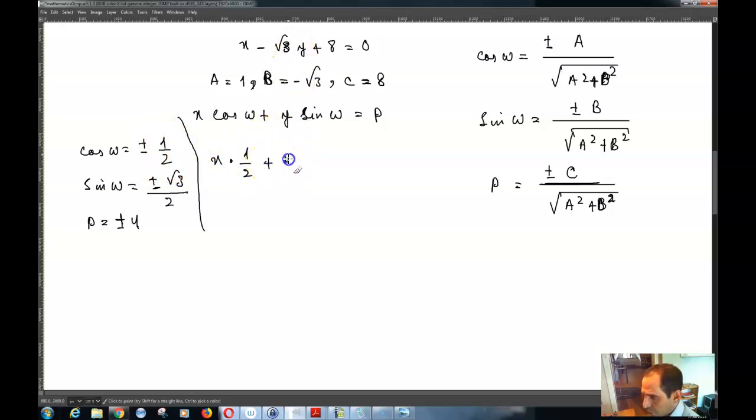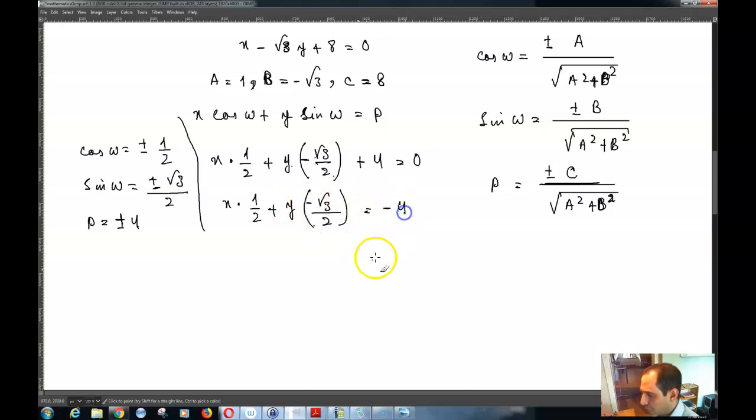And then for your y, you can see that you have a negative sign, and so you choose negative square root of 3 by 2. Negative square root of 3 by 2. And here you have a positive sign, so you choose basically positive 4 is equal to 0. Then you can write this as x times 1 by 2 plus y times negative square root of 3 by 2, and that is equal to negative 4.